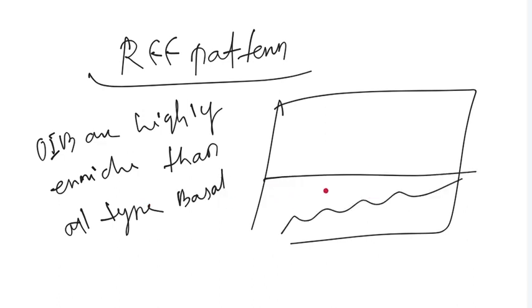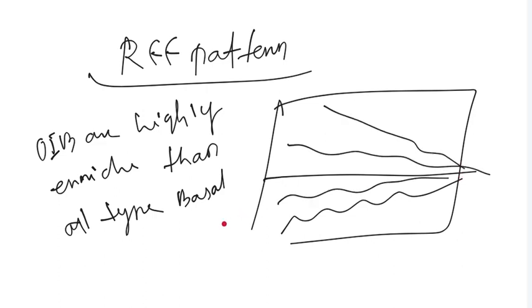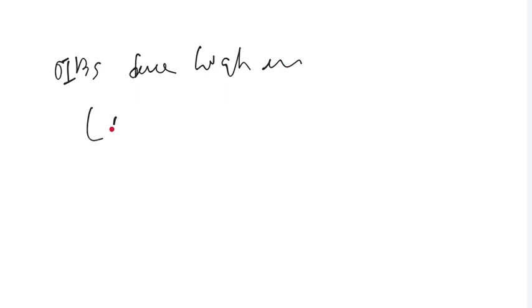This is N-MORB, this is E-MORB, this is CFB, and this is OIB. So you can write down that OIBs are highly enriched in LILE, HFSE, and the rest, like thorium, uranium, potassium, all these. Okay, so write all that down.